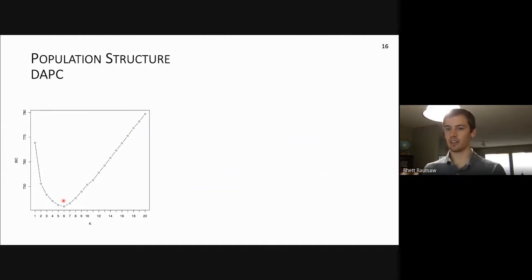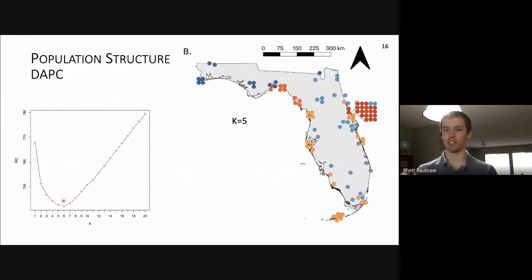So we can take the assignments that the DAPC gives to an individual, and we can plot those on a map. And this is what it looks like at k equals 5, so at having 5 populations. At k equals 5, the populations, or genetic clusters, match really closely to our expectations of the subspecies distribution. This was pretty surprising to us. We actually weren't expecting this, but this is really exciting.